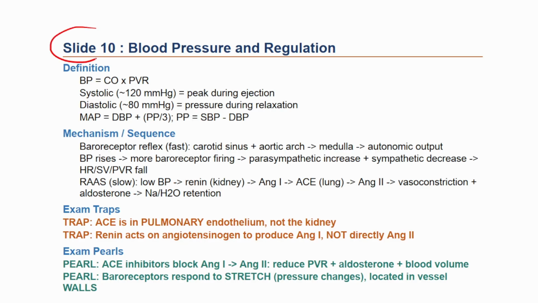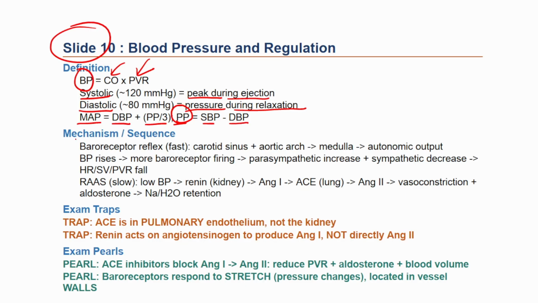Formally mapping out slide 10, systemic blood pressure is strictly defined by the mathematical product of cardiac output and peripheral vascular resistance, and systolic blood pressure represents the peak pressure generated during ventricular ejection, whereas diastolic blood pressure marks the baseline pressure remaining during ventricular relaxation. Mean arterial pressure is equal to diastolic blood pressure plus 1/3 of pulse pressure, and pulse pressure is measured through this explicit formula, which is pulse pressure is equal to systolic blood pressure minus diastolic blood pressure.